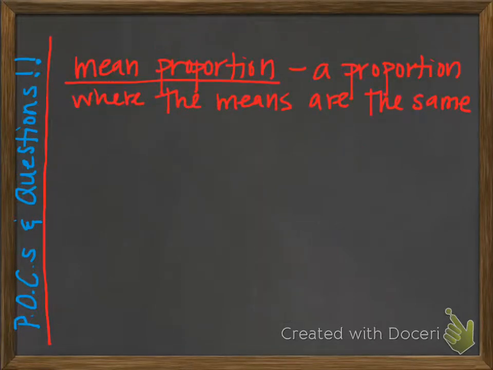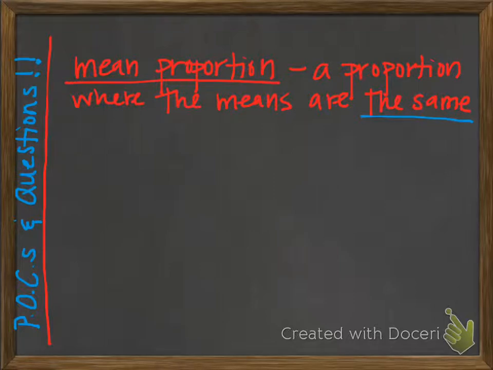There is a special type of proportion called a mean proportion. Now, we learned earlier that the means were the second and third terms in a proportion. A mean proportion is a proportion where the means are the same. They're exactly the same. They could be the same number, they could be the same variable, they could be the same expression, but they're exactly the same.